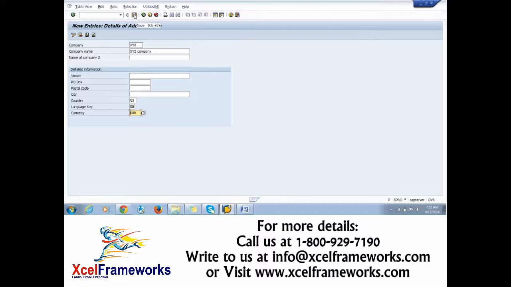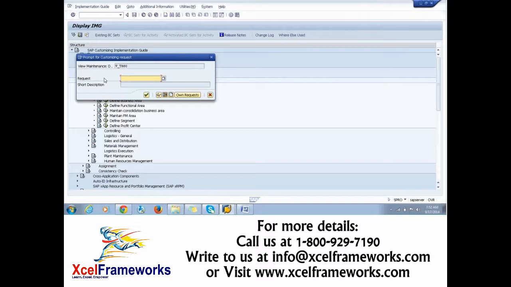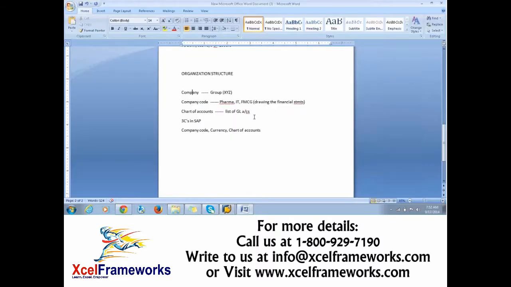Now you have to save this. Go to this button and click save. Now this is very important. What is this? This is called a TR, transport request. As I told you, we have a development system, quality system and production system. This is the basic landscape in SAP: development, quality and production.